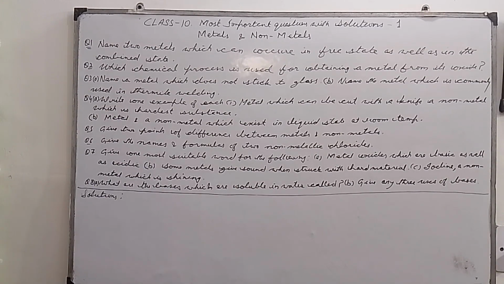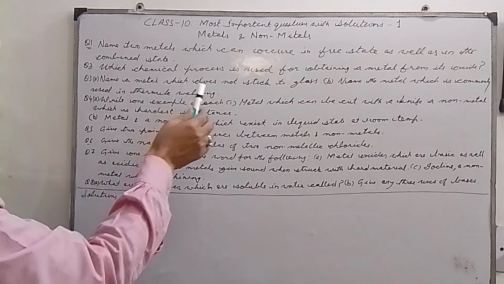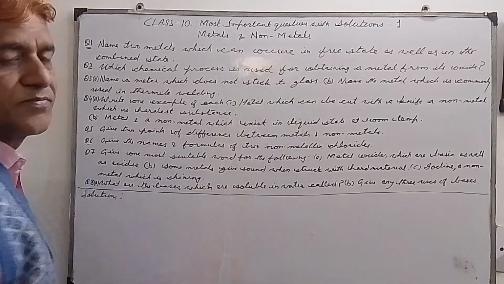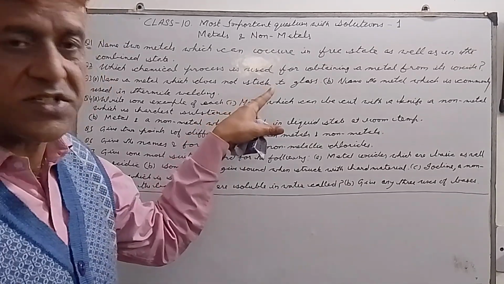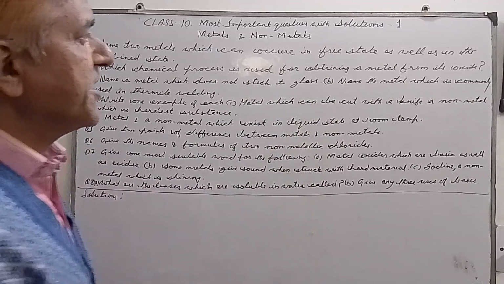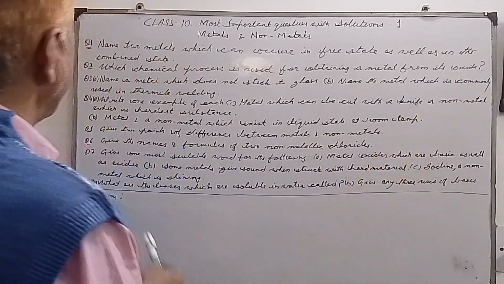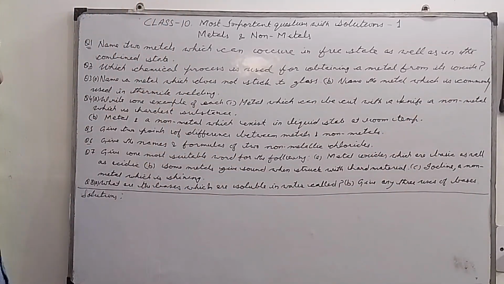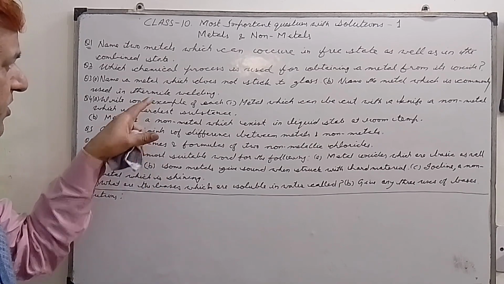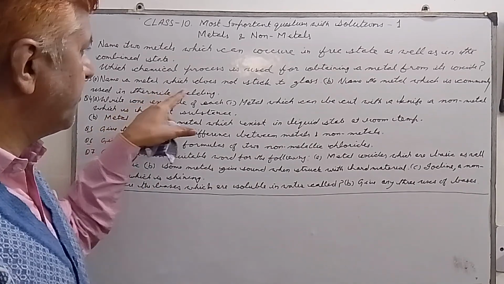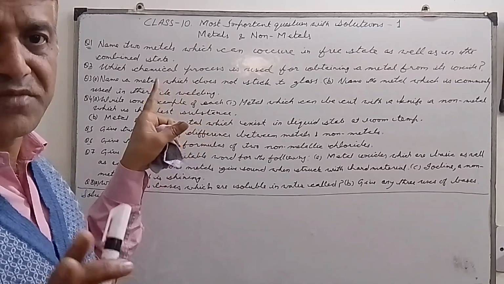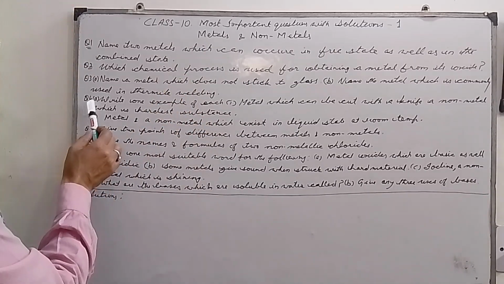Then question number 3, part A: name a metal which does not stick to glass. Always remember that it is mercury which does not stick to glass. Part B: name the metal which is commonly used in thermite welding. My dear students, this is a very important question. The metal which is used in thermite welding is aluminium. Please remember this.